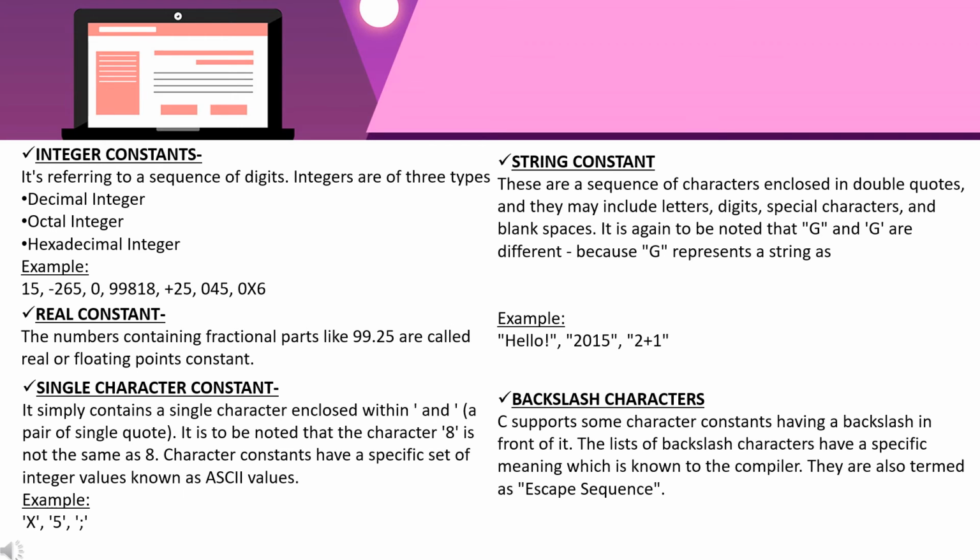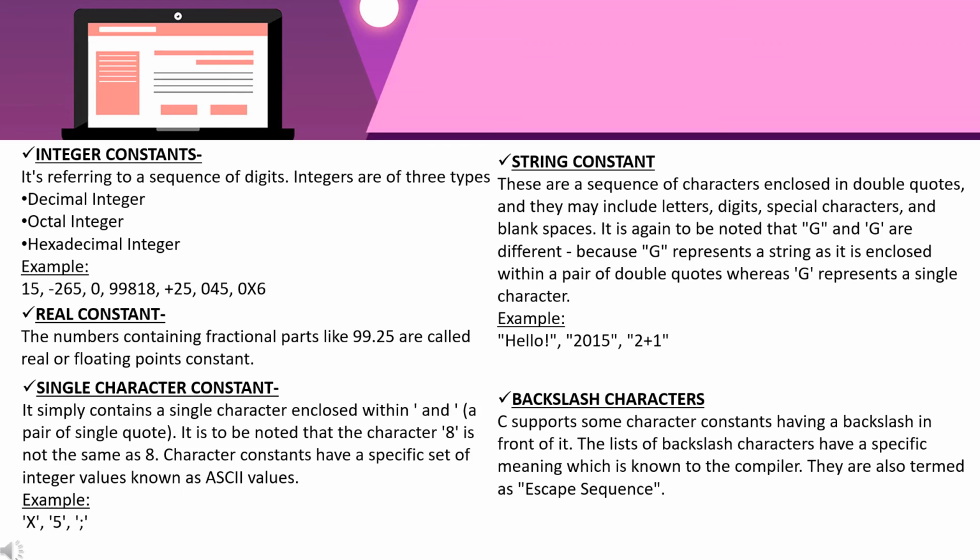The next one is single character constant. It simply contains a single character enclosed within a pair of single quotes. It is to be noted that the character 8 in single quotes is not the same as 8. Character constants have a specific set of integer values known as ASCII values. An example is given here. You can see that.